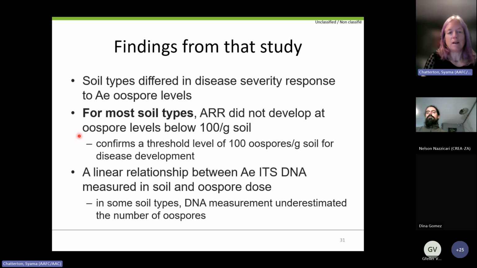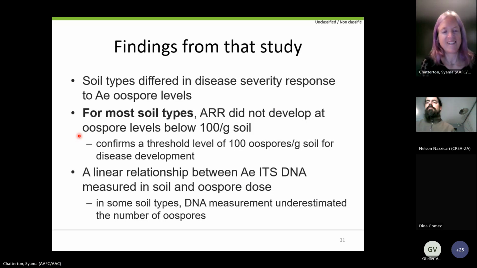Okay, so that was just a big study. You can summarize it in 3 sentences, really, and that's that soil types differed in disease severity response to the various oospore levels.